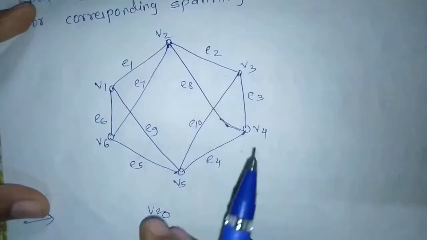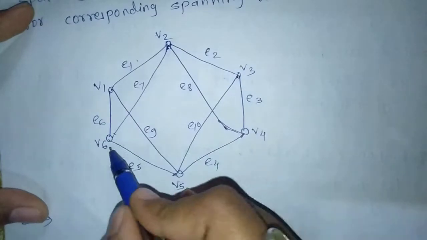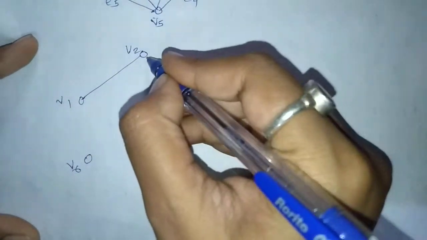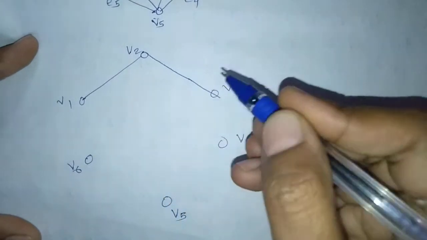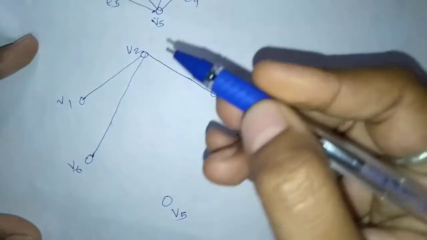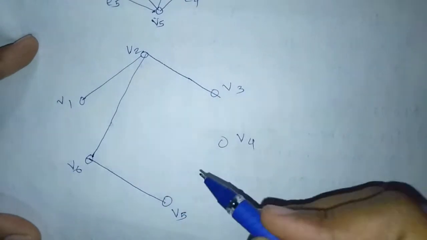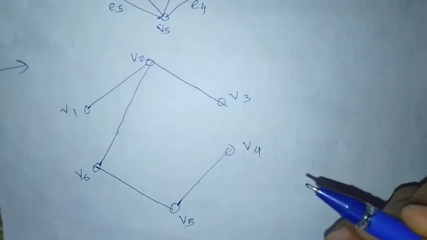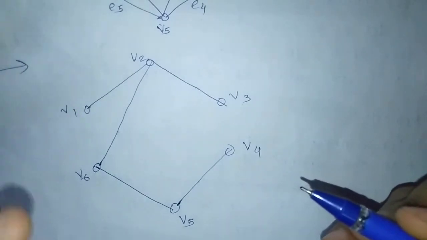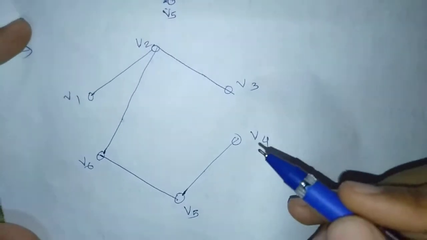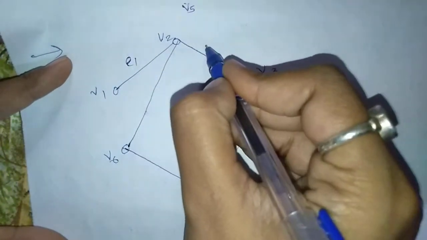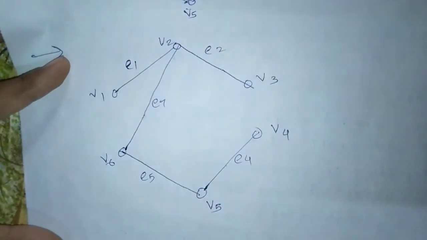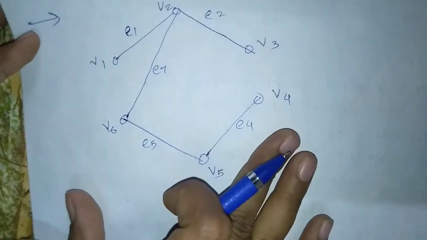So here we take E1, E2, E7, E5 and E4. Here you can see that it does not contain a circuit, and it is also connected because there is a path between every pair of vertices. So E1, E2, E7, E5, E4. Now this is a spanning tree.